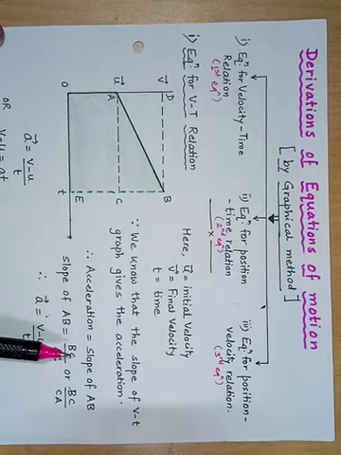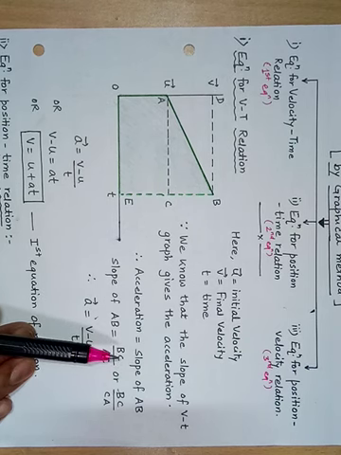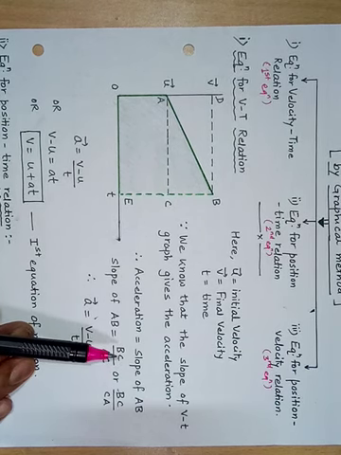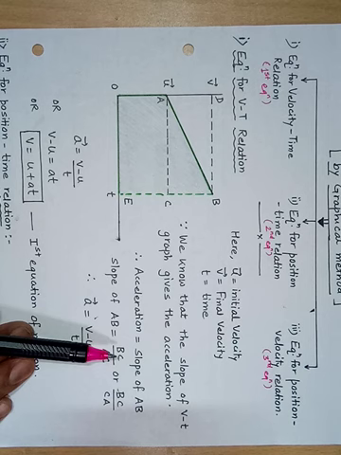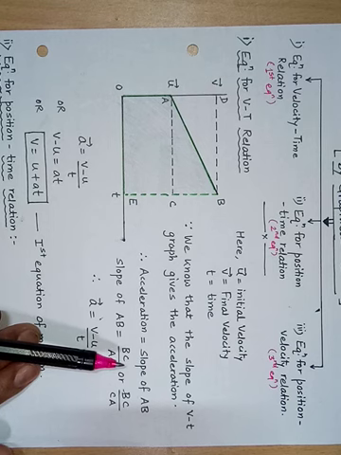So in this particular video I will be dealing with the first two equations of motion, and the remaining one equation of motion I will deal with in the next video, along with the last part of the chapter, that is uniform circular motion. So let's start here to first derive the first two equations of motion with the help of graphical representation.